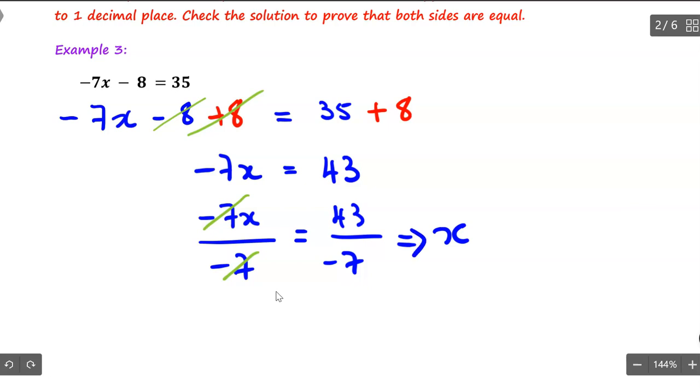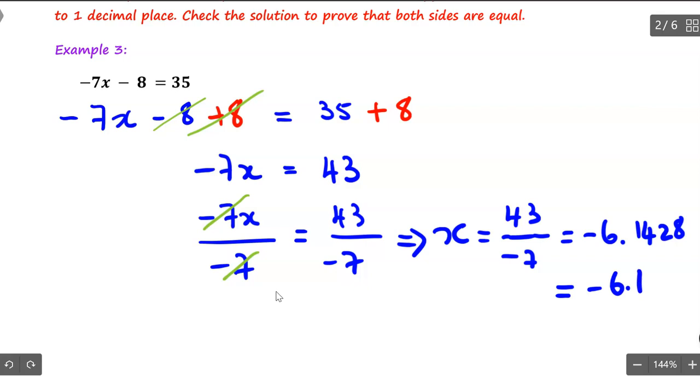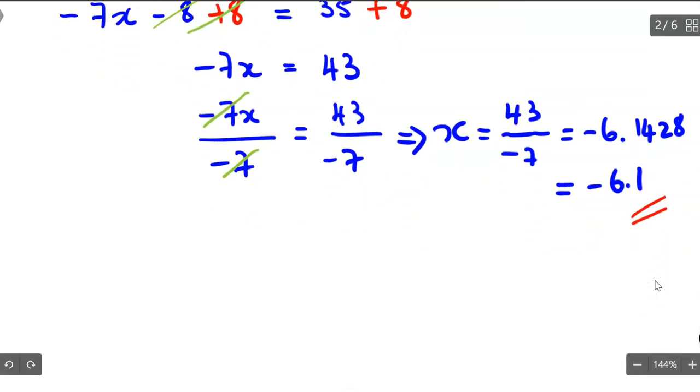x equal to negative 7 divided into 43. So I should have negative 6.1428. And the question asked me to round to one decimal place, so I round to one decimal place. Okay, so we want to review the rounding here. Round to one decimal place, that means you take a look at the second decimal place. It is 4, it's less than 5, so you leave the 1 alone and you discard the rest of this. So negative 6.1.